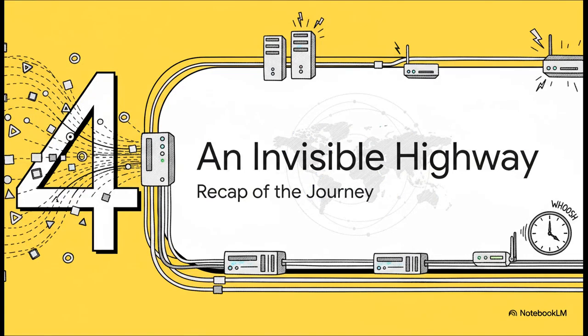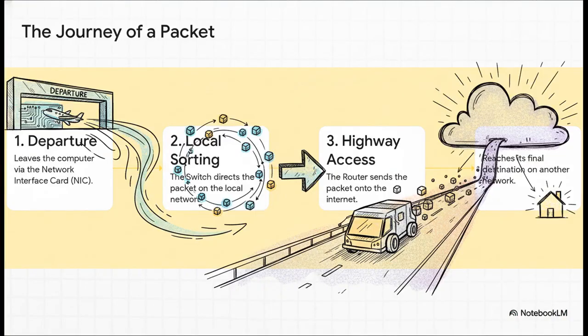So let's just recap that entire journey. And remember, this whole thing happens in the blink of an eye. So, it all starts at the departure gate, the NIC. Then it gets sorted by the local traffic cop, the switch. And finally, it gets onto the highway using the on-ramp, which is the router. These three pieces of hardware work together in this seamless, high-speed ballet to get your data delivered in an instant.